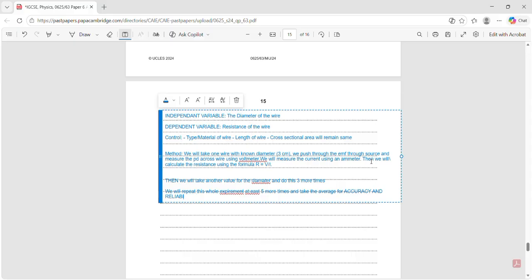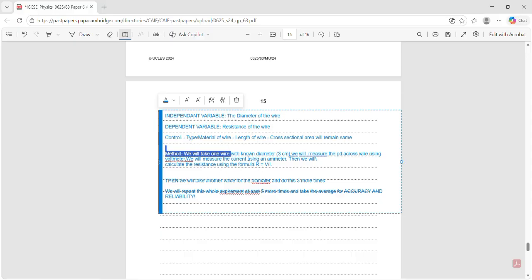Okay, so now up to this point I hope you guys have understood. We will take one wire with known diameter, let's say 3 centimeter. We will push through the EMF. We will measure the PD across the wire using a voltmeter. We will measure the current using an ammeter, and then we will find the resistance using the formula R is equal to V over I. We need to measure the voltage or the PD and the current, because we need to put it into the formula to get resistance, because that's what we are finding, right? That's our whole experiment method, that's it.